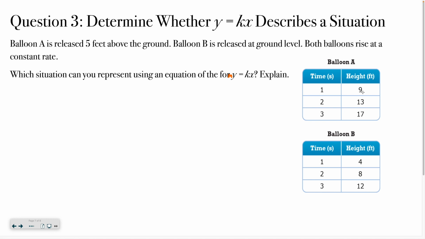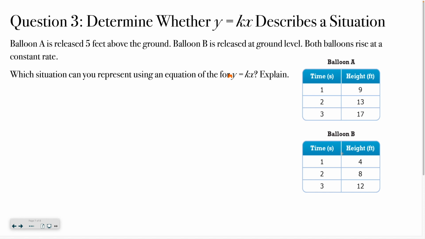We have balloon A right here, balloon B here. I want you to determine which one can be represented using y equals kx. So that means it has that constant of proportionality, right? And I'll give you a hint on what the explanation is. So go ahead and solve this one on your own.